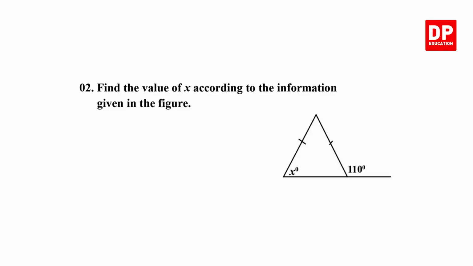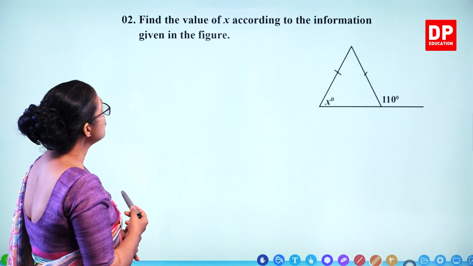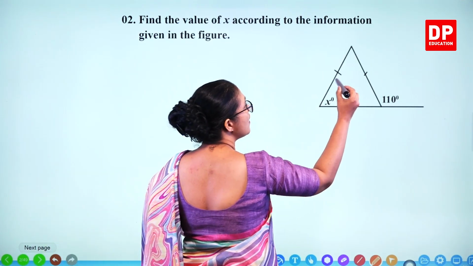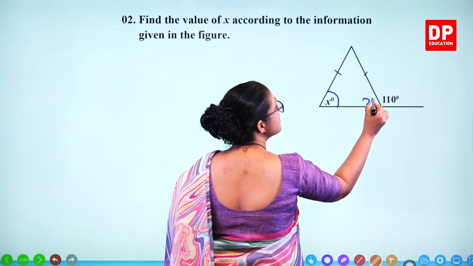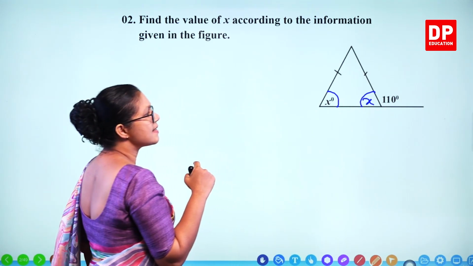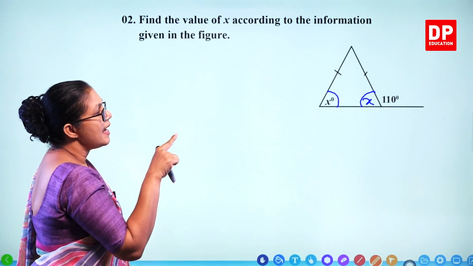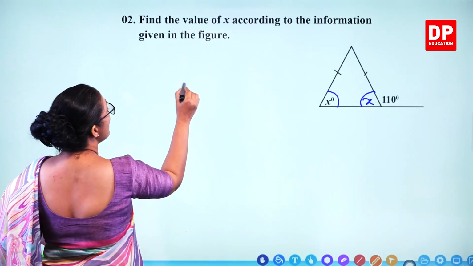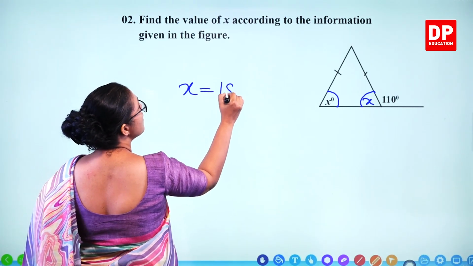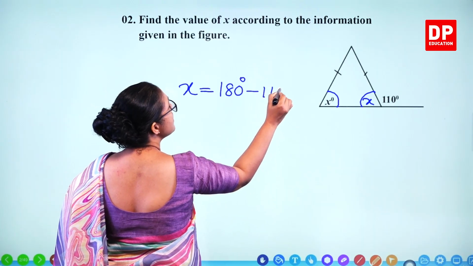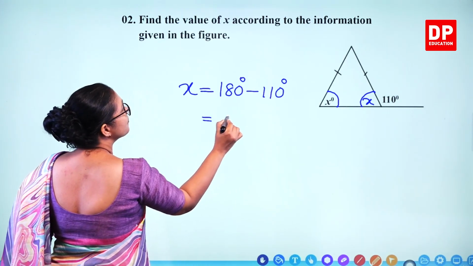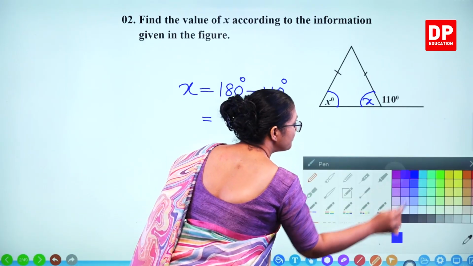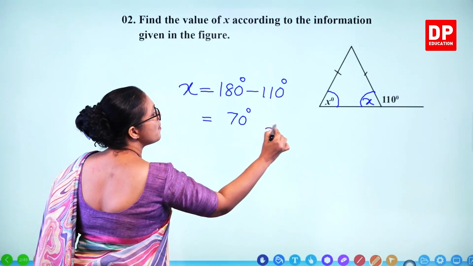Question number 2. Find the value of x according to the information given in the figure. These two lengths are equal, isosceles. So, this is also isosceles. Now, we can say x and 110 make a straight angle. So, x is equal to 180 minus 110, which is 70 degrees. 2 marks.